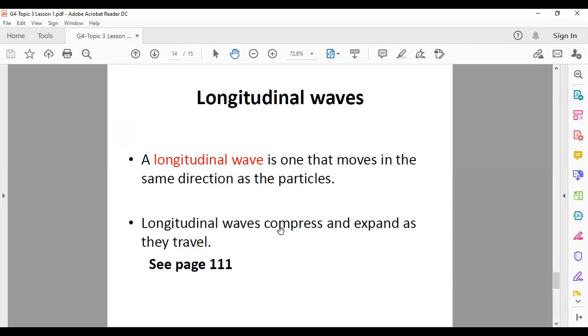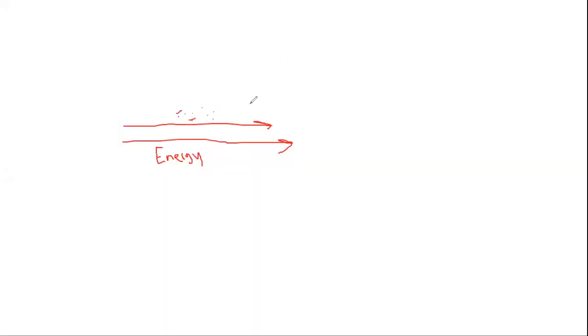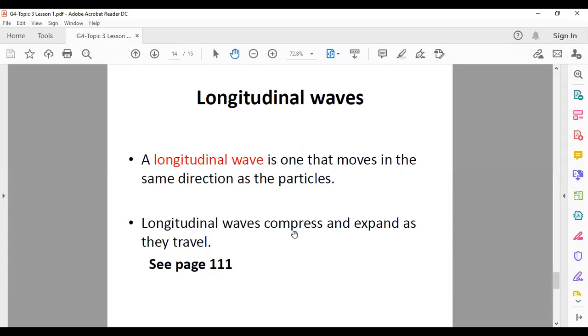Longitudinal waves compress and expand as they move, like this. Sometimes they compress, and sometimes they expand. They are called compressions and rarefactions.